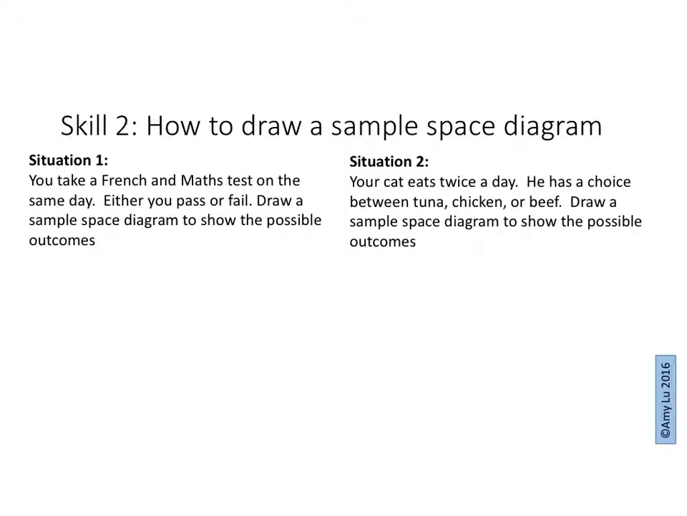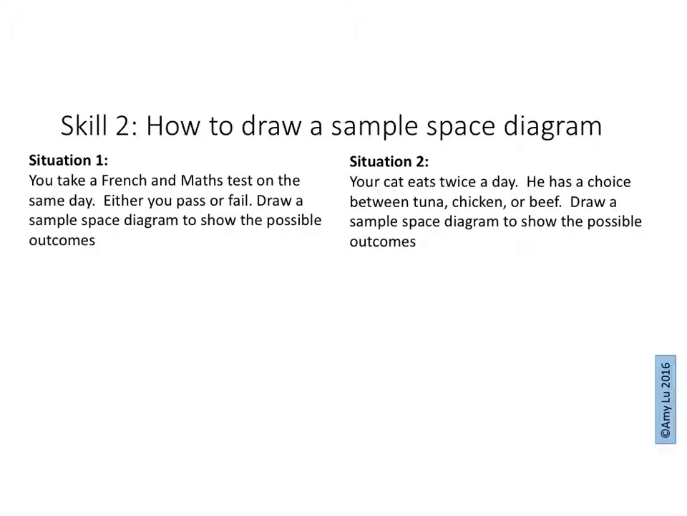So here we have a sample space diagram, and sample space diagrams only allow you to compare 2 sets of choices for your possible outcomes, versus a tree diagram, where we can go more than 2. We can go into 3 stages, multi-stages. But sample space diagrams only allow us to have 2 choices to work with, 2 sets of outcomes.